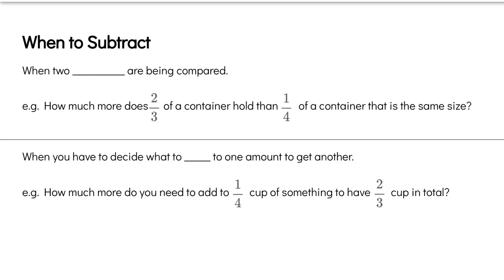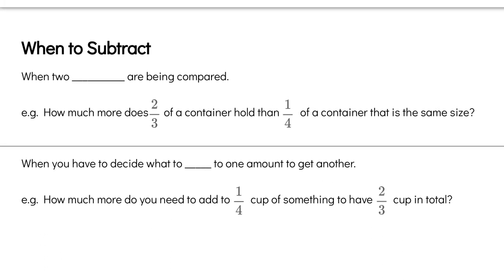Another situation when you could use subtraction is when two amounts are being compared. So how much more does 2/3 of a container hold than 1/4 of a container that is the same size? The mathematical expression we can use is 2/3 minus 1/4, and that would find the difference between those two amounts.